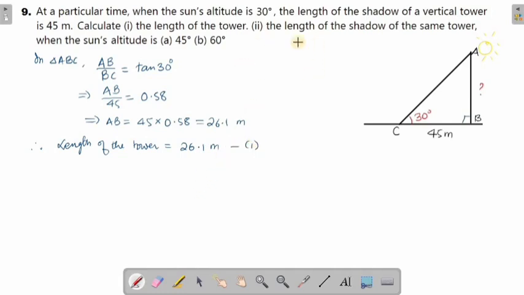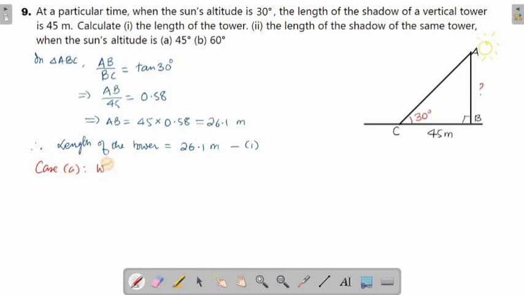The second question is asking you, find the length of the shadow of the same tower when the sun's altitude is 45 degrees. So basically there are two cases. We can say case A and case B. I'll do case A. Case B you try by yourself. Alright, so we have case A.